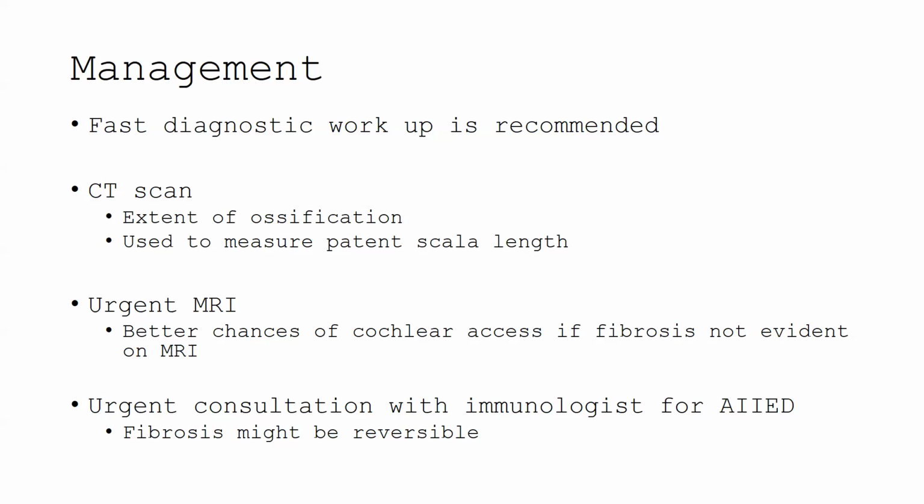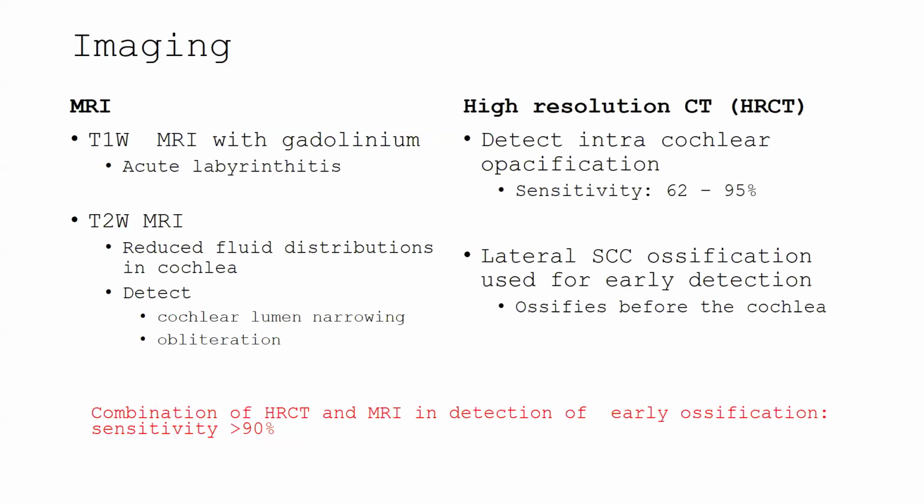Urgent MRI is also important. And if we suspect autoimmune inner ear disease, we need urgent consultation with immunology so that if it's still reversible, we can catch it while it's reversible. In autoimmune inner ear disease, if there is fibrosis and we don't have ossification yet, this is actually reversible, and reports show that patients have improved hearing after this.